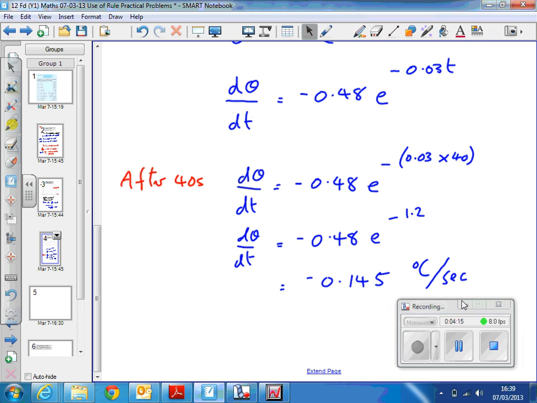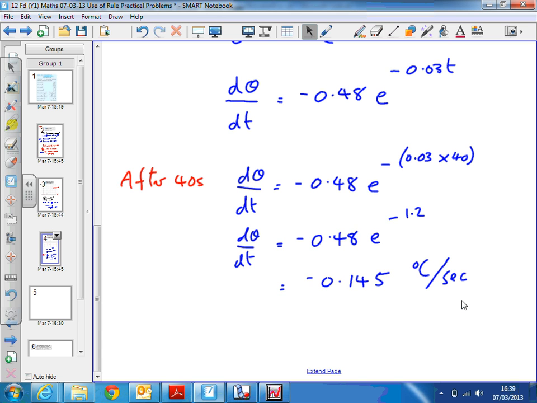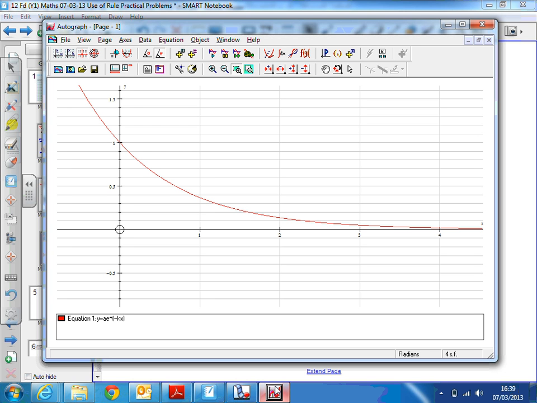So it comes out to be negative 0.145 degrees C per second. Negative means it's cooling, so we'd hope it was going to be negative. Okay? And if we wanted to confirm that on Autograph, we could go to 40 seconds on here, or, if we wanted to confirm that value, we'd have to plot the differential function and see that it's 0.145, whatever it was, after 40 seconds. Okay.